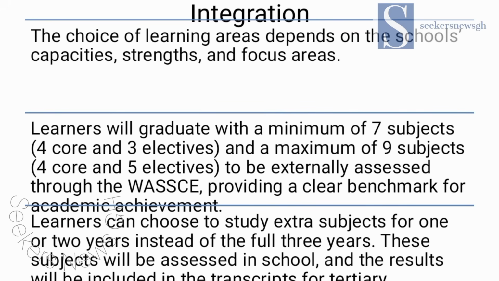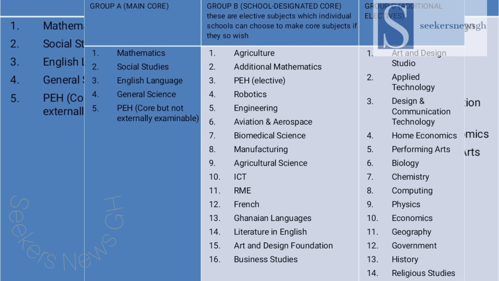So, as I said earlier, learners will graduate with a minimum of 7 subjects, that is 4 core and 3 electives, and a maximum of 9 subjects, that is 4 core and 5 electives, to be externally assessed through the WASSCE, providing a clear benchmark for academic achievement. So let's go and look at the various subject combinations. So here are the various categories.